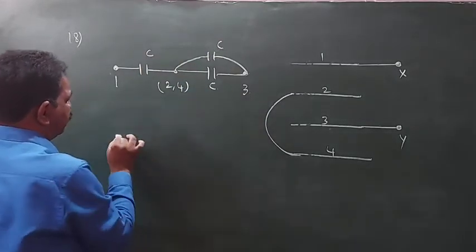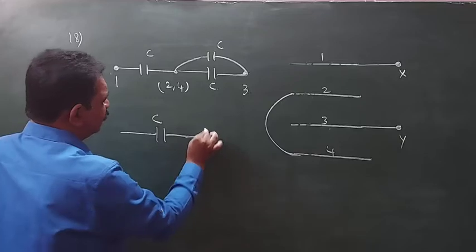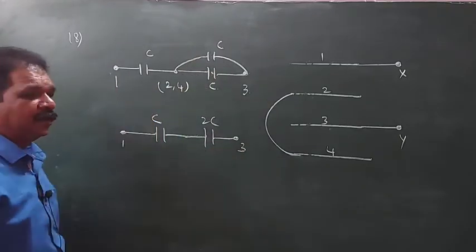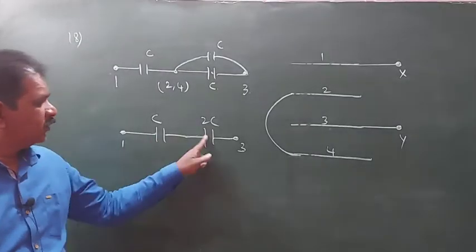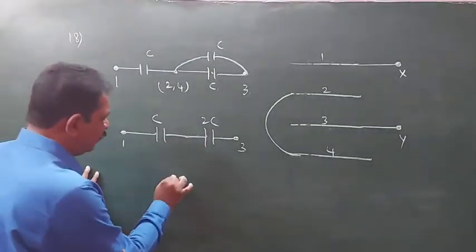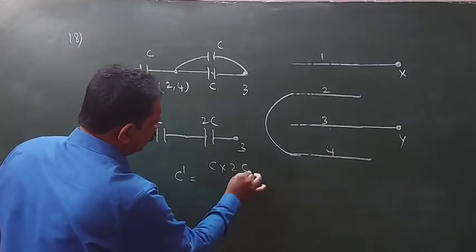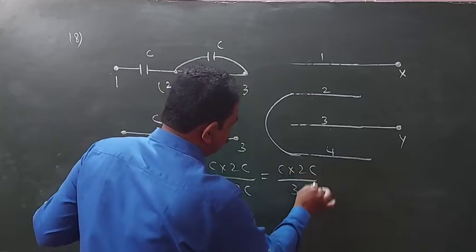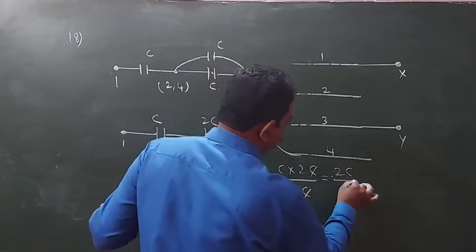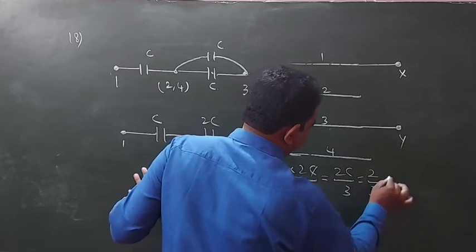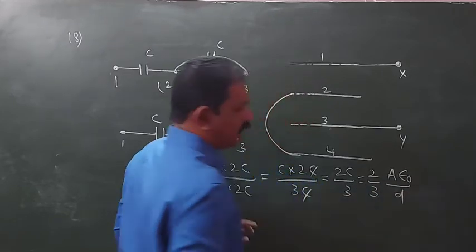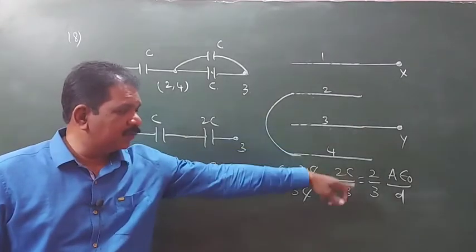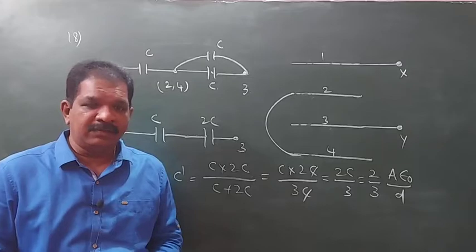C, C, C. So what will happen? This is C. This will be 2C. These two are parallel, na? That's why we can write it as 2C. These two are in series. Effective will be how much? C dash is equal to C into 2C by C plus 2C, C into 2C by 3C. So 2C by 3, 2 by 3 into capacity formula A epsilon naught by D. That is equal to 2 by 3 A epsilon naught by D.